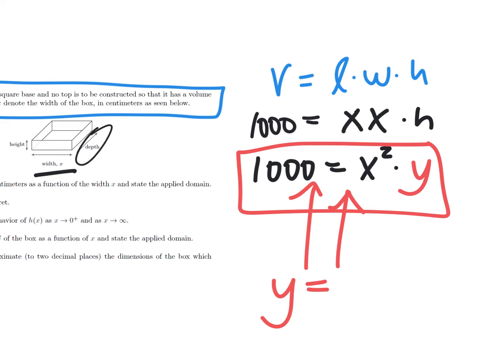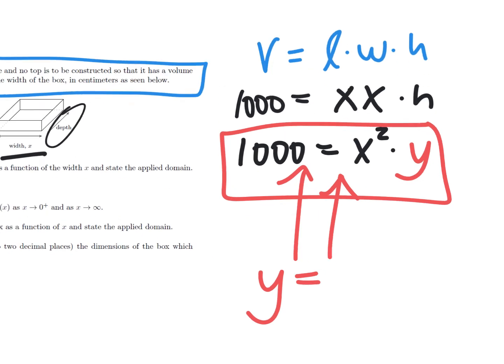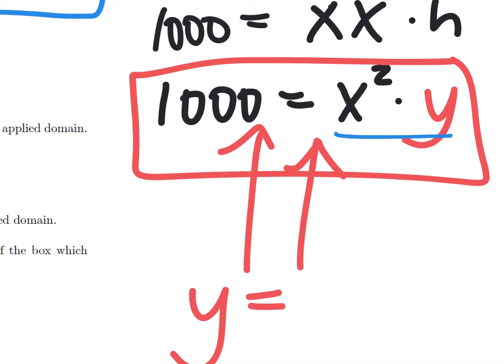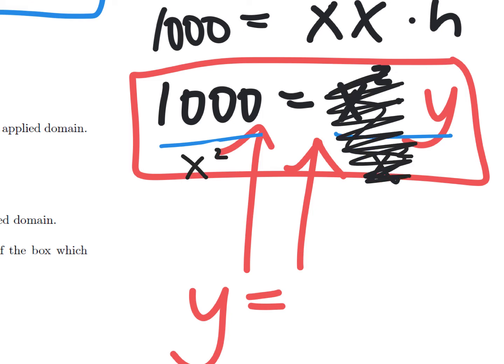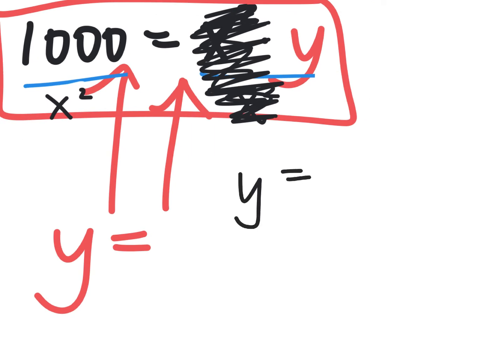All right. But wait, we have to solve it for y. So I'm dividing both sides by y. No, wait, that was dumb. Sorry. What should I have divided both sides by? X squared, very good. Now, 1,000 divided by x squared. If I rewrite this as y equals 1,000 divided by x squared, I've got my height.